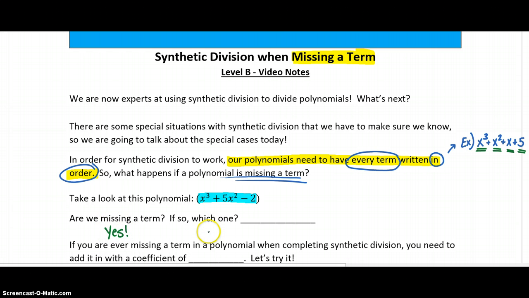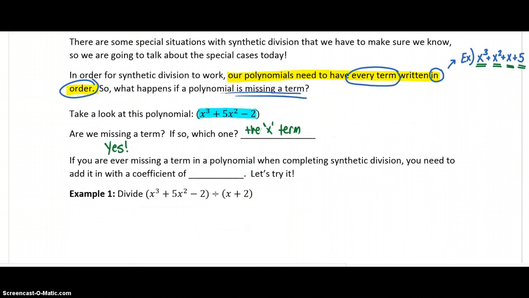And which one to be precise? Well, we have an x to the third, we have an x squared. I don't see an x term, but then we have a constant. So it looks like we are missing the x term. The x to the first term, if that helps. Well, if you are ever missing a term in a polynomial when you're completing synthetic division, you need to add it in with a coefficient of 0. Since it's not really there, we can't just add it in. Instead, we add it in as 0 times that, because 0 times anything is 0, so that means we're not changing the problem at all.